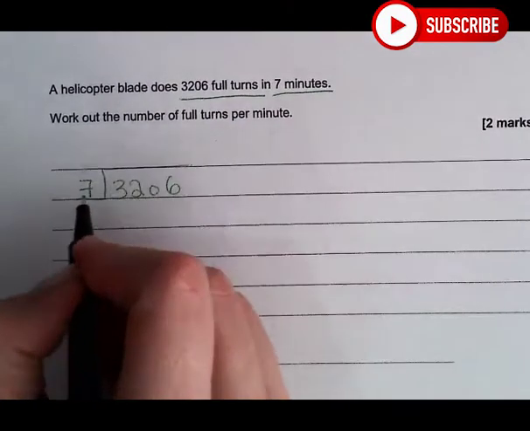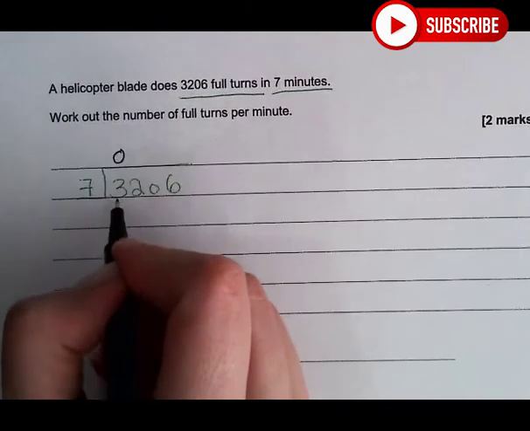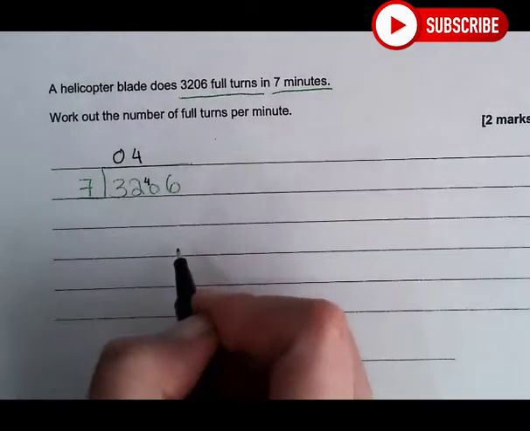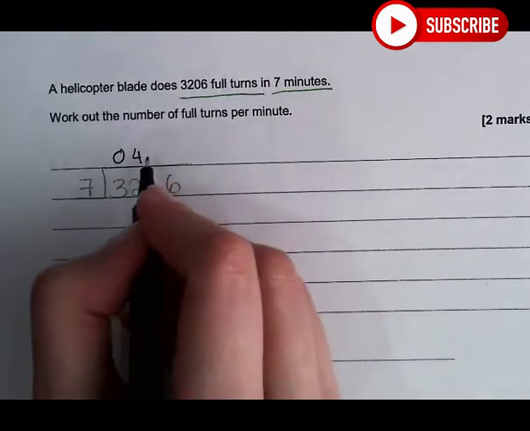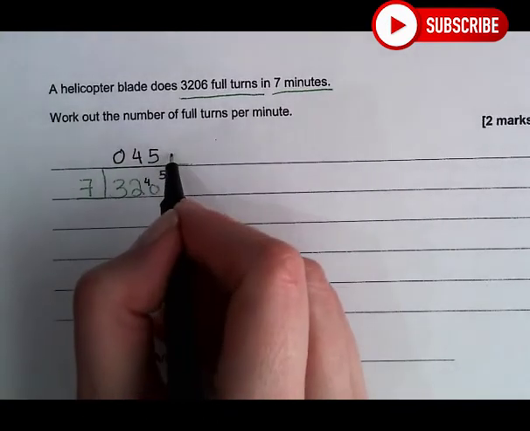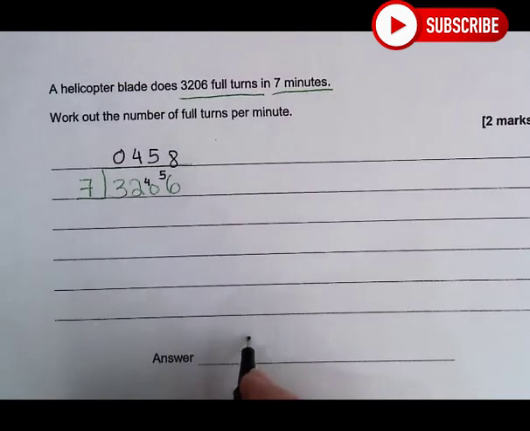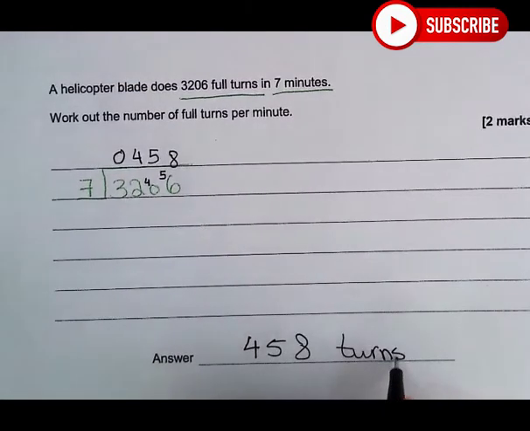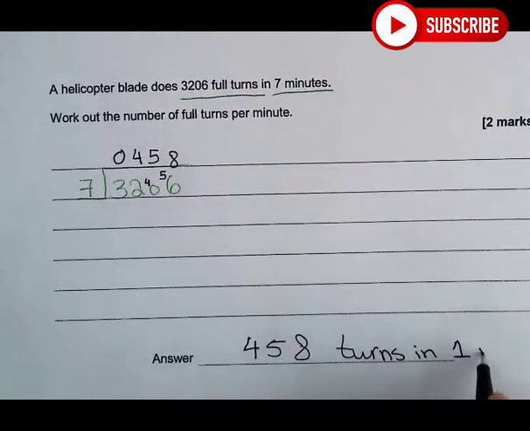3 divided by 7 equals 0. 32 divided by 7 equals 4, remainder 4. 40 divided by 7 equals 5, remainder 5. 56 divided by 7 equals 8, so it's 458 turns in 1 minute.